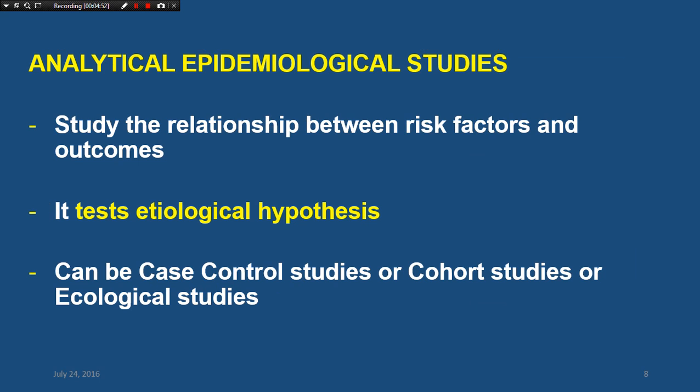Analytical epidemiological studies study the relationship between risk factors and outcome. It tests etiological hypothesis. It is slightly higher than the descriptive studies. Quality of analytical studies is higher. It can test the etiological hypothesis. Descriptive studies are only formulating the etiological hypothesis. Analytical studies can be case control, cohort, or ecological studies.